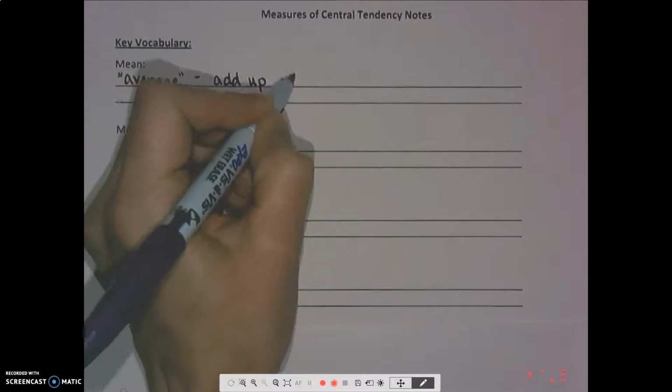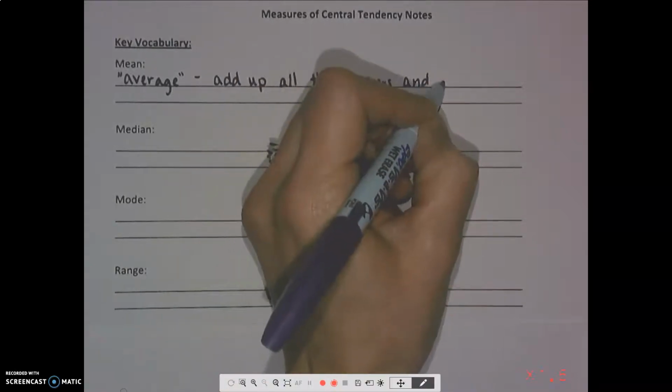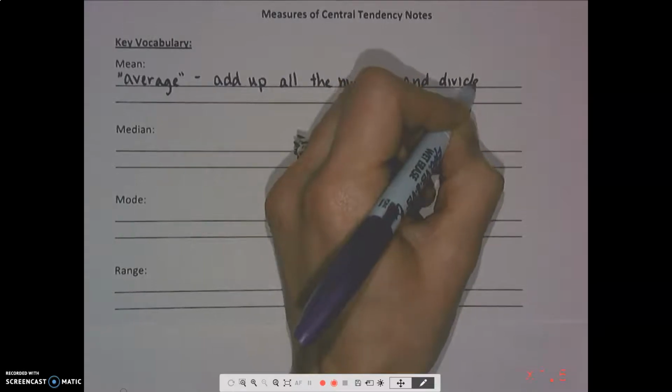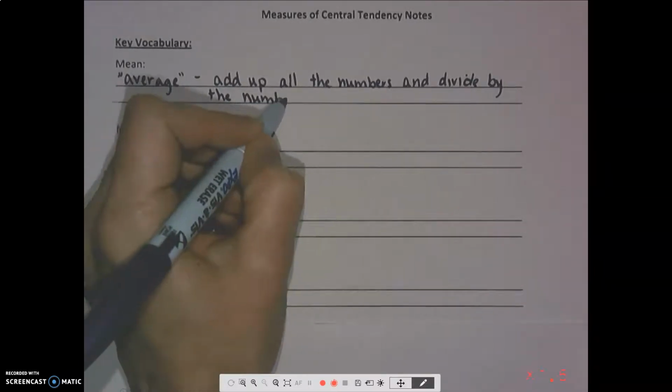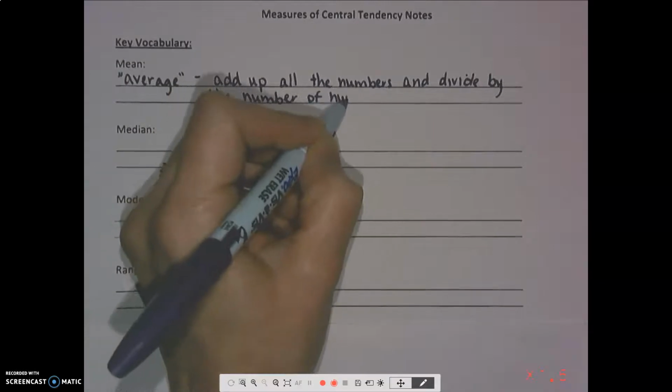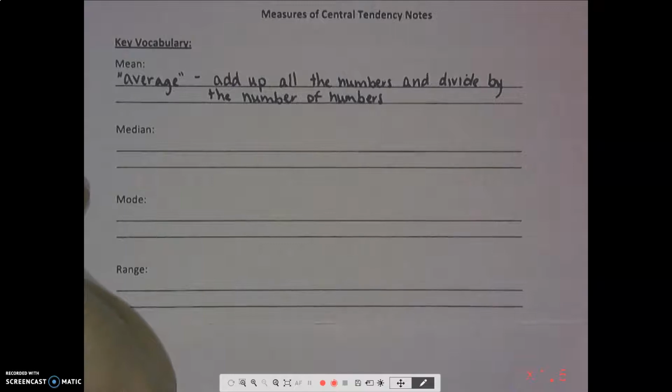And so this means that we are going to add up all the numbers and divide by the number of numbers. So that means if we add up 12 numbers to get some sort of sum, we're going to divide that by 12. And we'll figure that out as we go here as well. We'll refresh your memory with that.